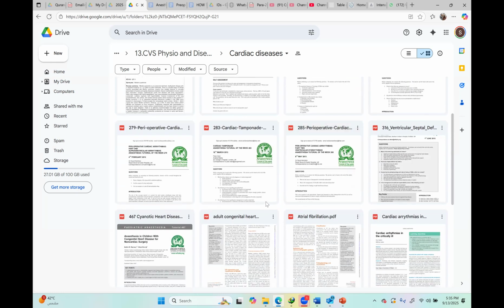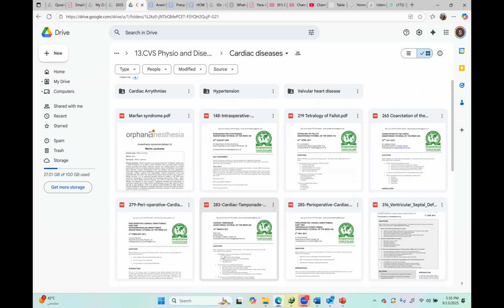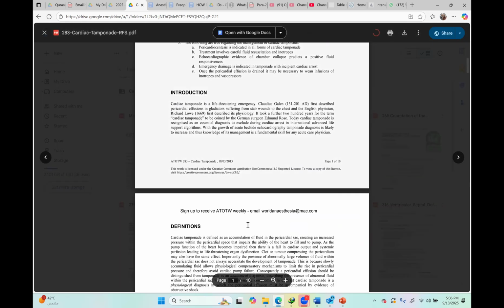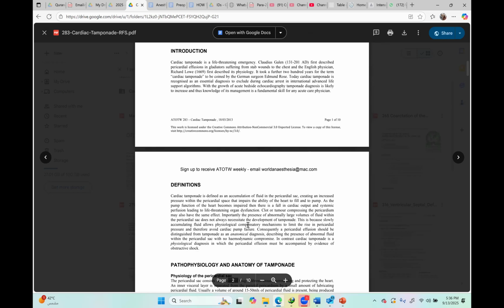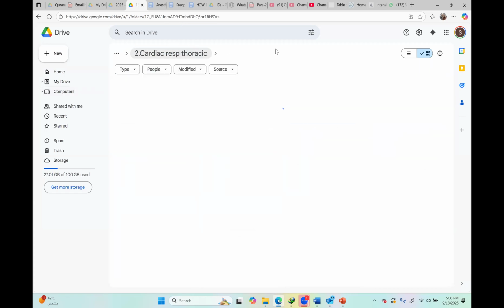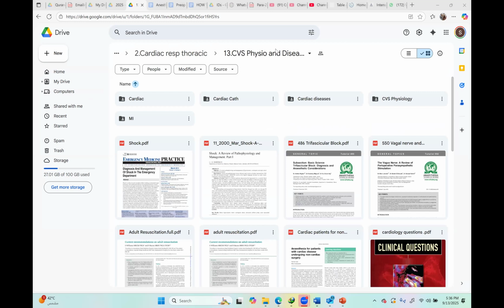You can have a look, there are articles on cardiac tamponade. I think you can read cardiac tamponade from here. Again, I told you that I'm not teaching you, I'm just guiding you. There is a difference between teaching and guiding. Just a second, what is the question written here? Regular versus irregular. Yes, regular versus irregular.